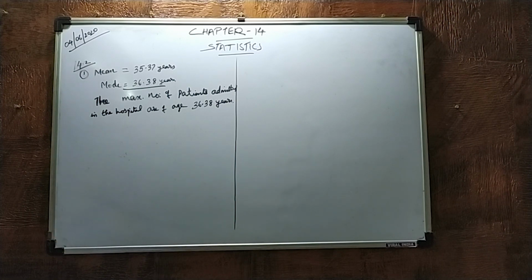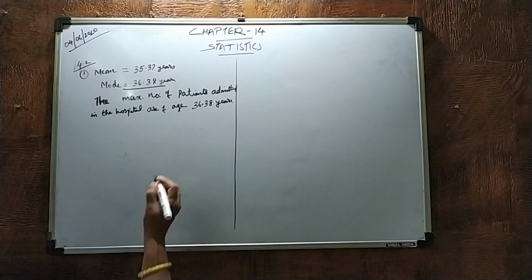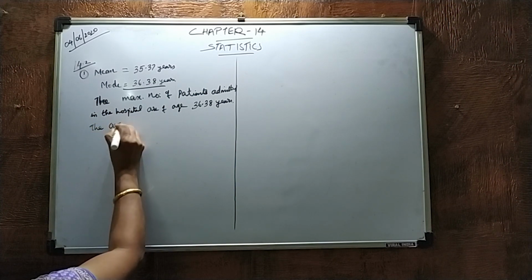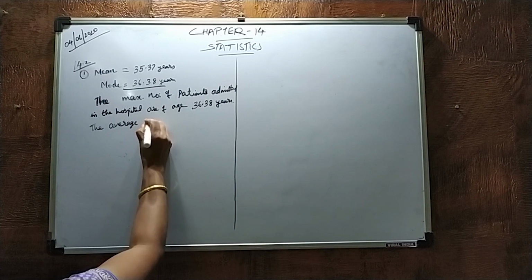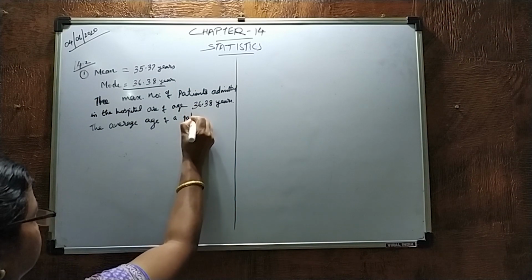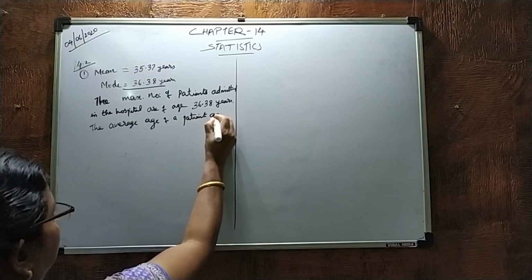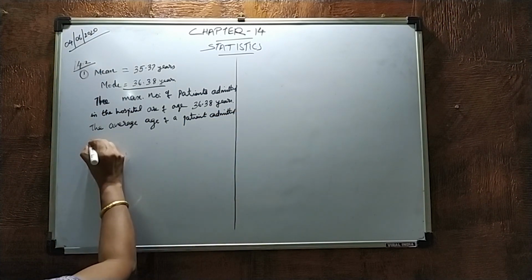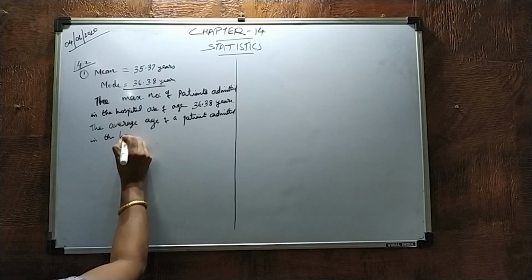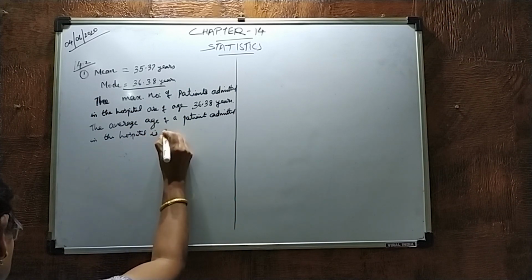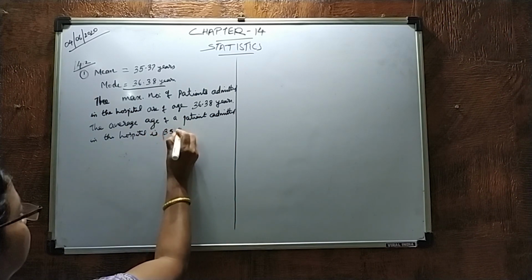Now what do you have to write for the mean? The mean means the average is given. So, the average age of a patient admitted to hospital is 25.37 years.